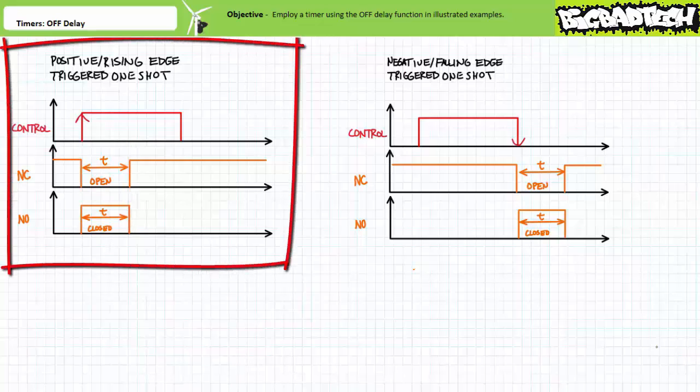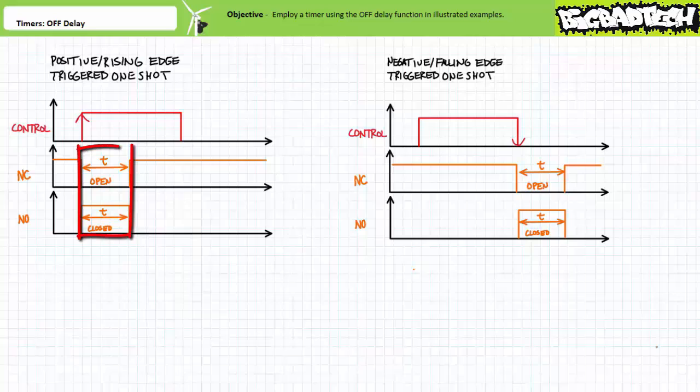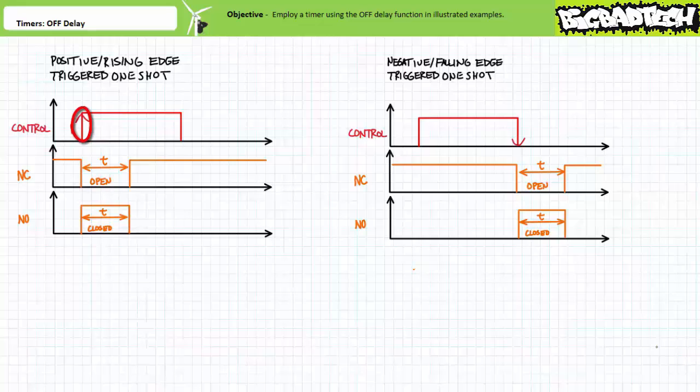This would be a rising or positive edge triggered one-shot, and essentially does exactly what the name suggests, in that the one-shot function is only enabled once for a period T on a rising or positive going transition of the controlling input. Alternatively, a negative or falling edge triggered one-shot is one in which the one-shot function is only enabled once for a period T on a falling or negative going transition of the controlling input.